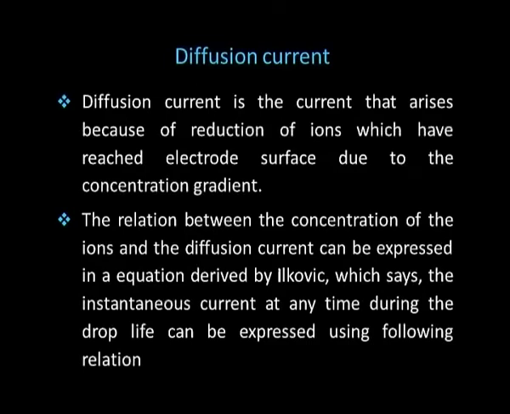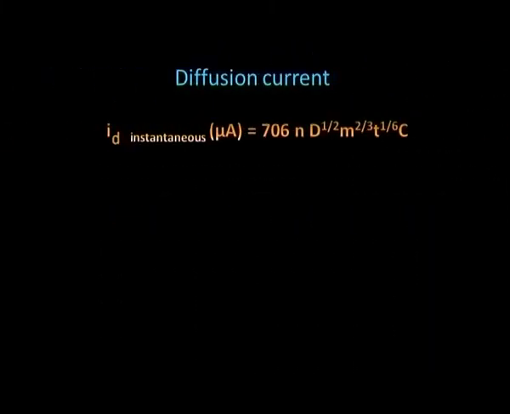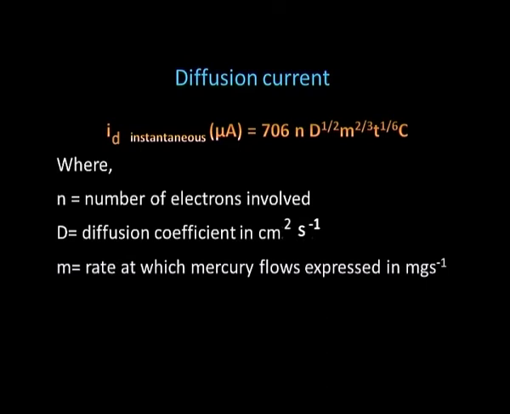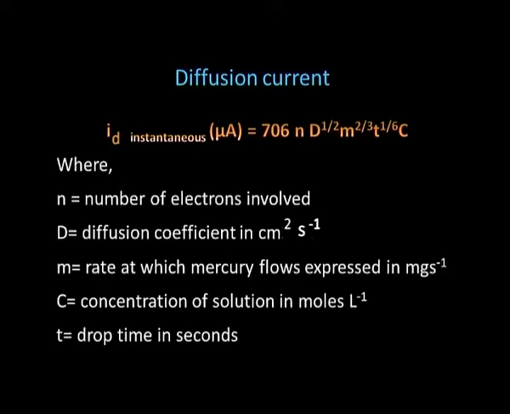The relation between the concentration of the ions and the diffusion current can be expressed in an equation derived by the scientist Ilkovic, which says the instantaneous current at any time during the drop life can be expressed using the relation Id = 706 n D^(1/2) m^(2/3) t^(1/6) C, where n is the number of electrons involved in reduction, D is the diffusion coefficient in centimeter square per second, m is the rate at which mercury flows, expressed in milligram per second, C is the concentration of solution in moles per liter, and t is the drop time in seconds.